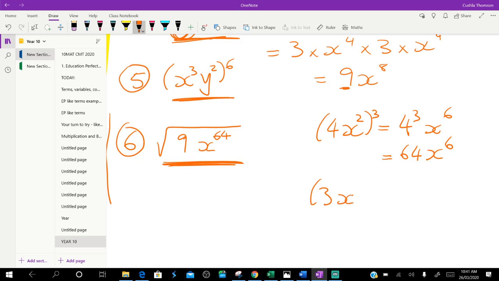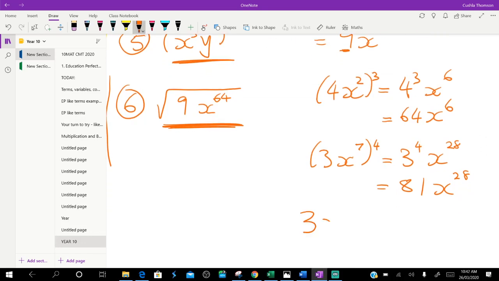So here's one more. Let's do 3x to the power of 7, all to the power of 4. So that equals 3 to the power of 4 times x to the power of 28, which is 81x to the power of 28. Now notice that that is not the same as this. Because that would just be 3 times x to the power of 28. It's here where I've got the bracket around the whole thing that I do this.